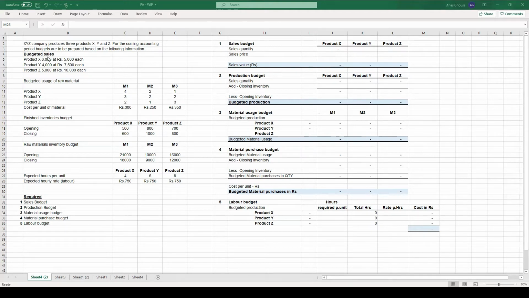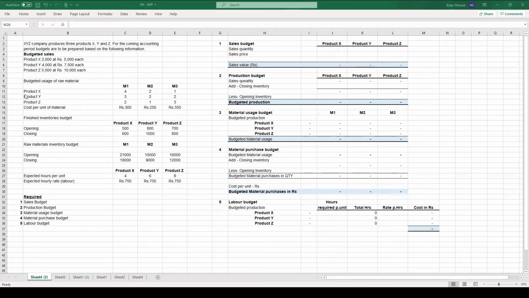You are given budgeted sales: product X 3,000 at the rate of 5,000 rupees, product Y 4,000 at the rate of 7,500 each, product Z 5,000 at the rate of 10,000 each. So this is the budgeted sales requirement. Now, budgeted usage of raw material. In order to meet this sales target, you need materials. So what are the material usage requirements for products X, Y, Z?